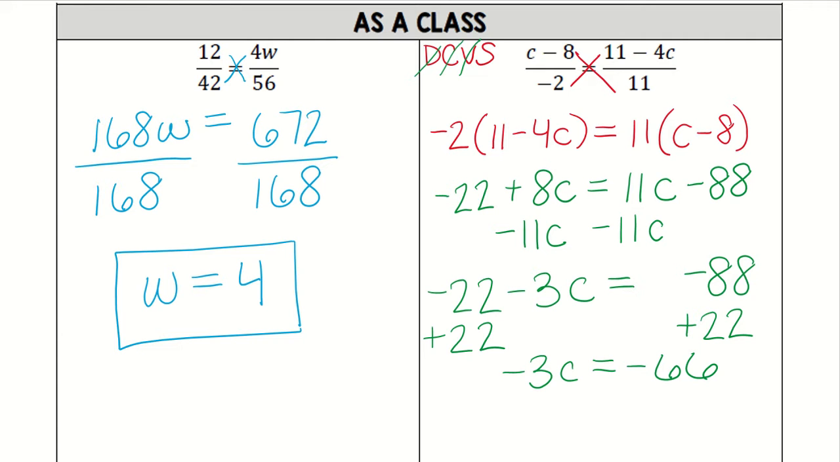I'm running out of room here, so I'm not going to show this next step, but we would divide both sides by negative 3 to get that c equals 22. One thing we didn't talk about yet is to check and make sure you're correct. You could plug whatever you have for your variables into your original problem and make sure it works. So 22 minus 8.